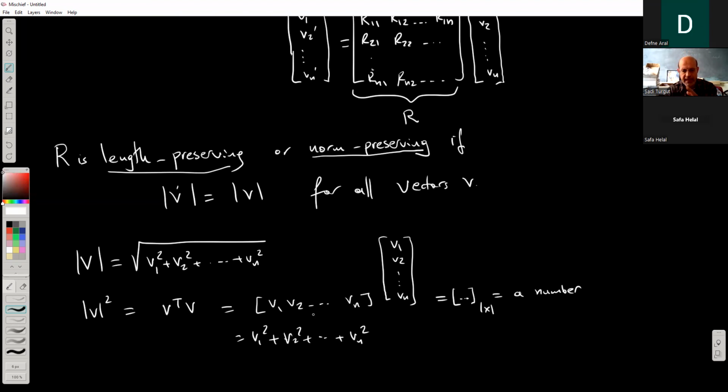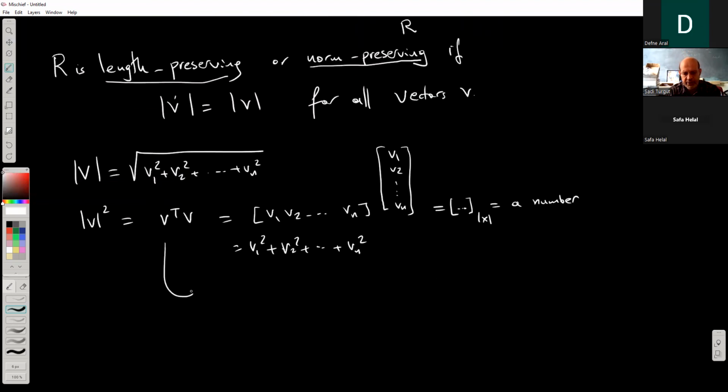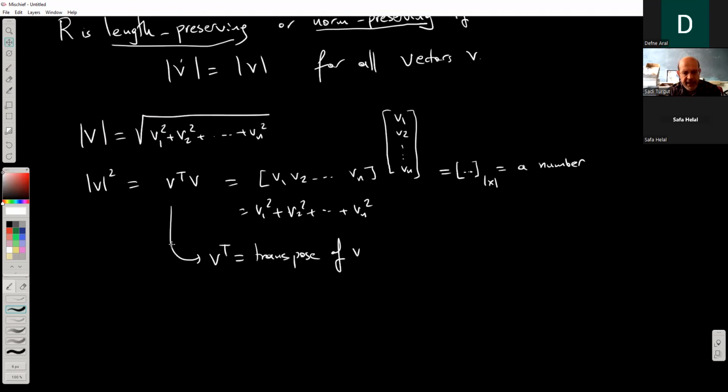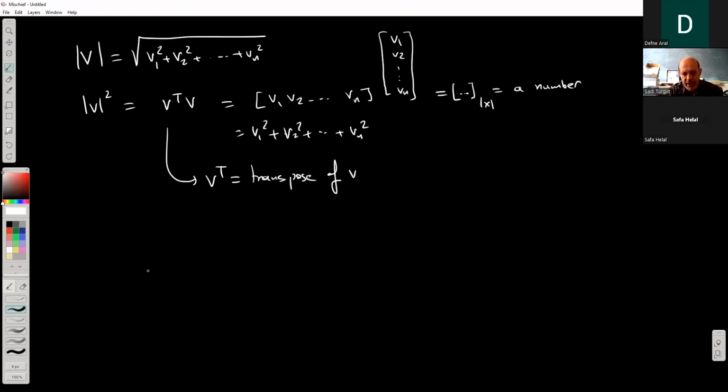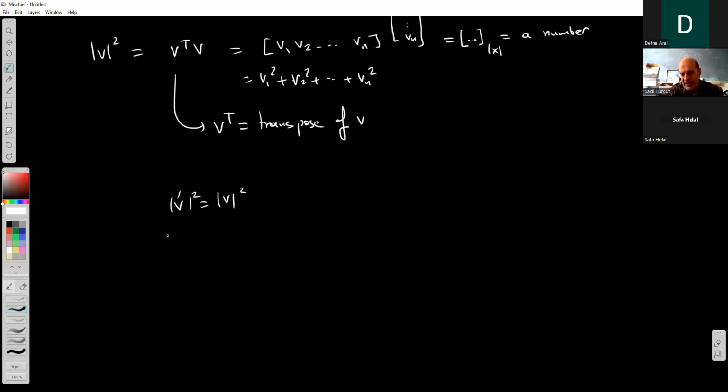Okay? So that's the length. Let's just remember this. This V transpose is the transpose of the matrix V. Basically, you convert every row into a column, and vice versa. You can think of it like that. In any case, by using that transformation, I can express the length preserving property like that. That's the length preserving property, but instead I use it for the square.